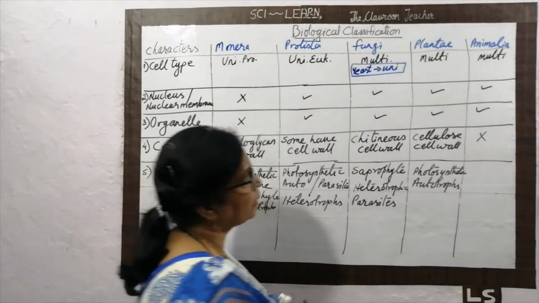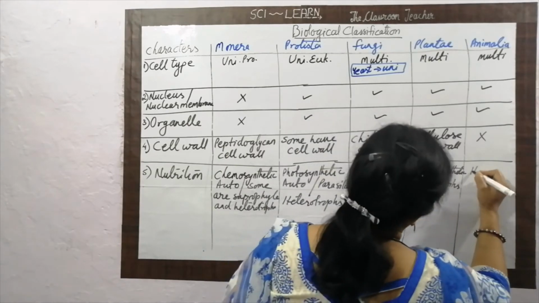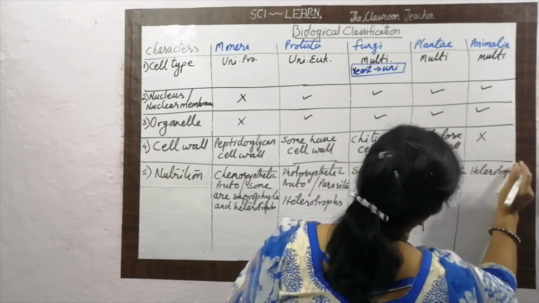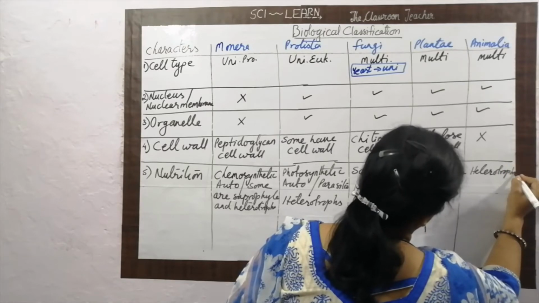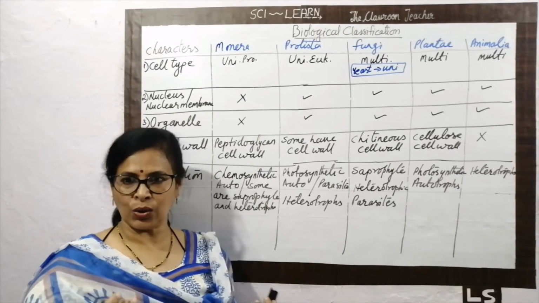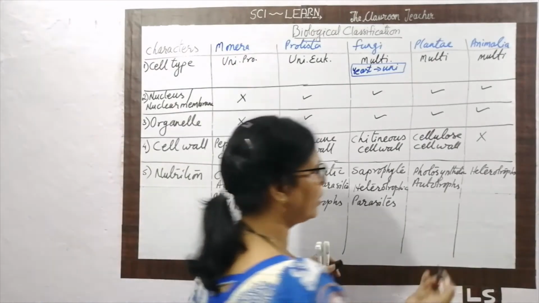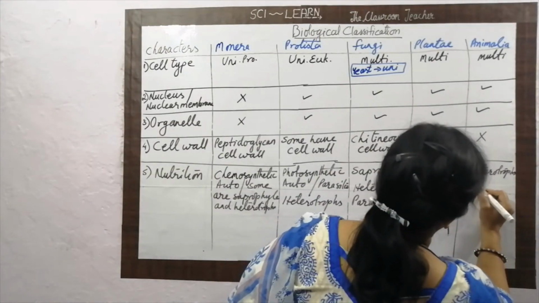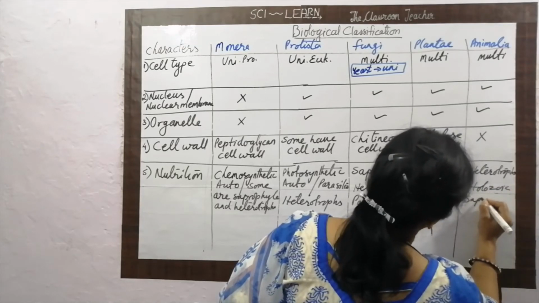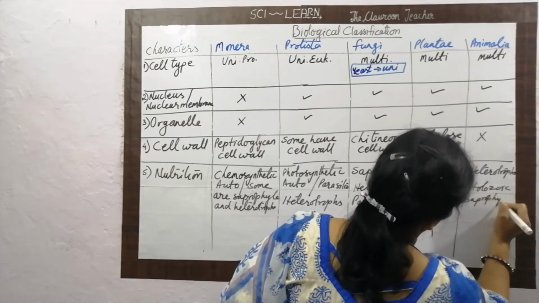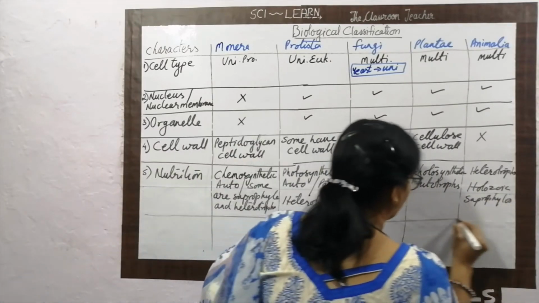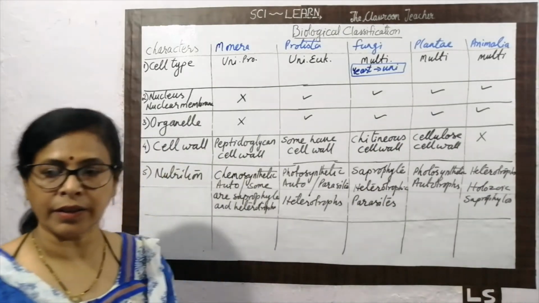And what about the last, the animals? They are basically heterotrophic in nature. Heterotrophic nutrition is there. But some are holozoic, and some are saprophytes. You know very well what holozoic is. So this is the nutrition mode among all the five kingdoms.